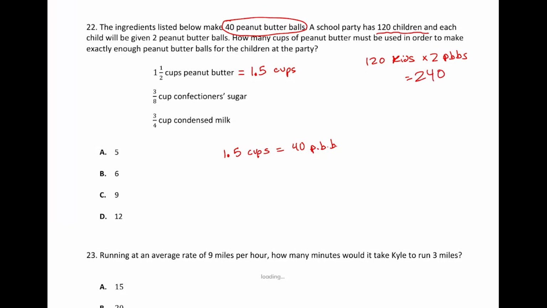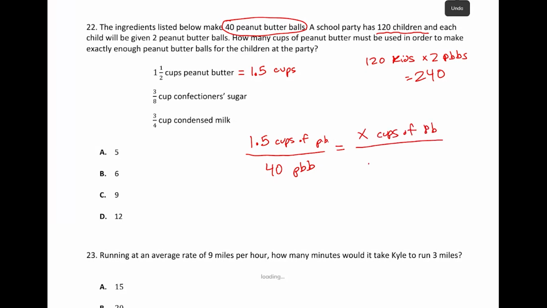Right, so we're going to set up a little proportion here. Let me erase this. Basically, I'm going to rewrite that as a proportion. 1.5 cups of peanut butter is to 40 peanut butter balls. And that's equal to, so this is an equivalent rate, how many cups of peanut butter if we need 240 peanut butter balls?